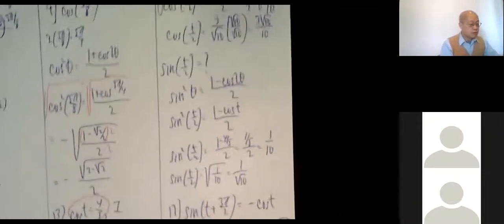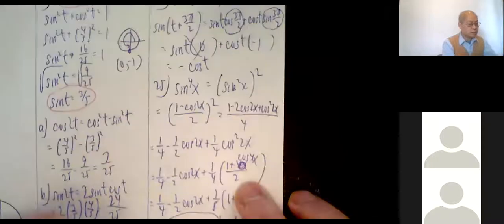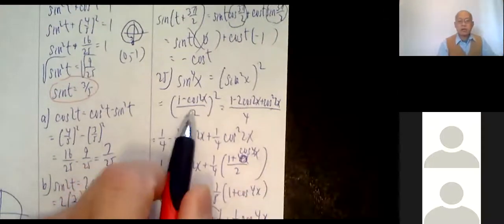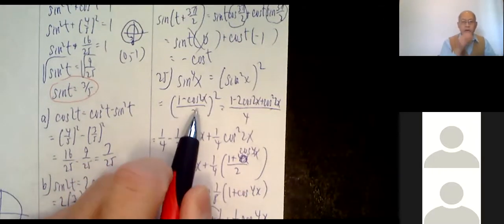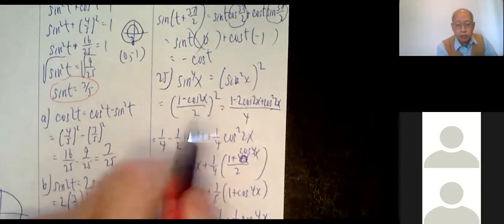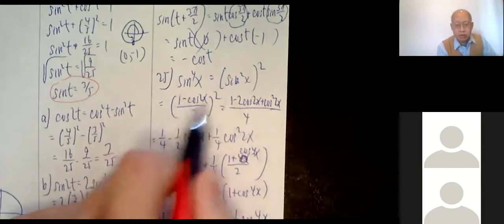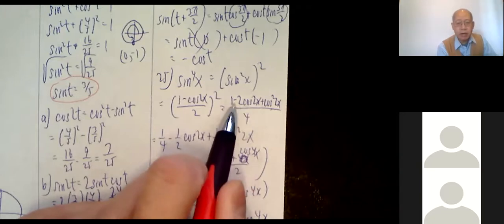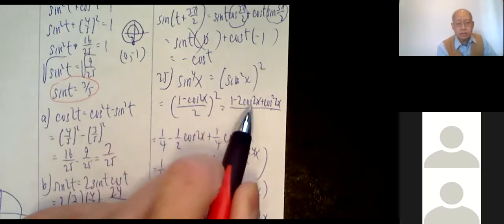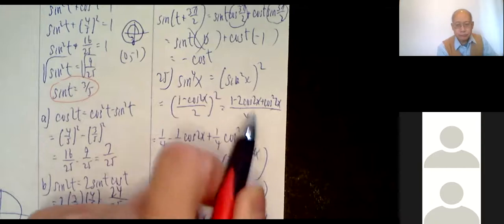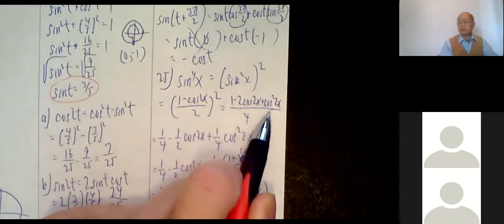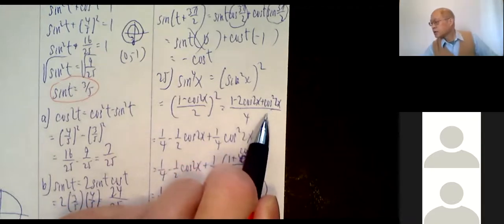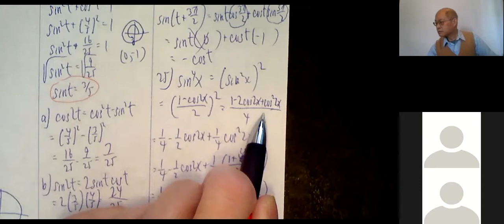And so where am I now? Okay, so 1 minus cosine 2x over 2, squared. 2 squared is 4 on the bottom. And now I square the top. 1 squared is 1. The middle term is minus 2ab, so minus 2 times 1 times cosine 2x, plus cosine squared of 2x. Okay. So I have this right now.